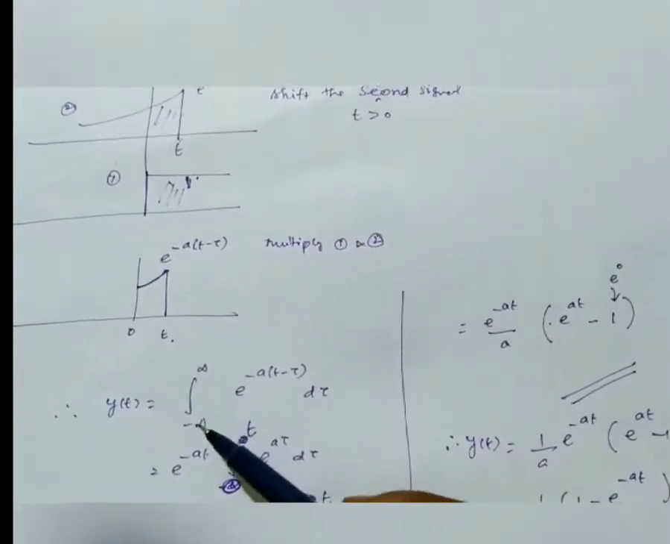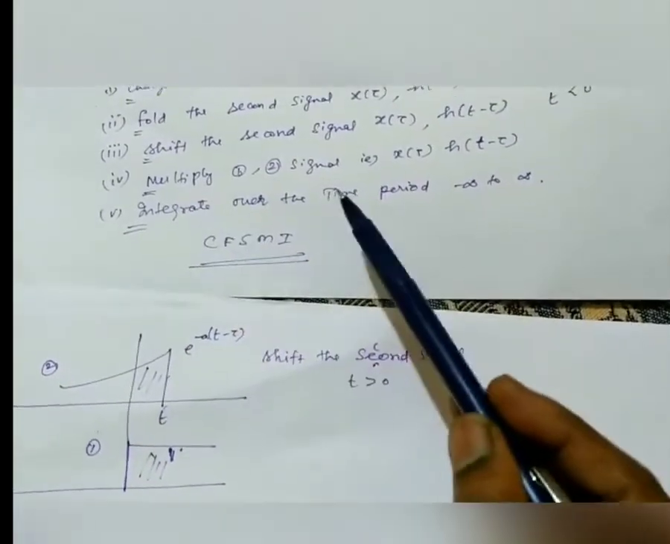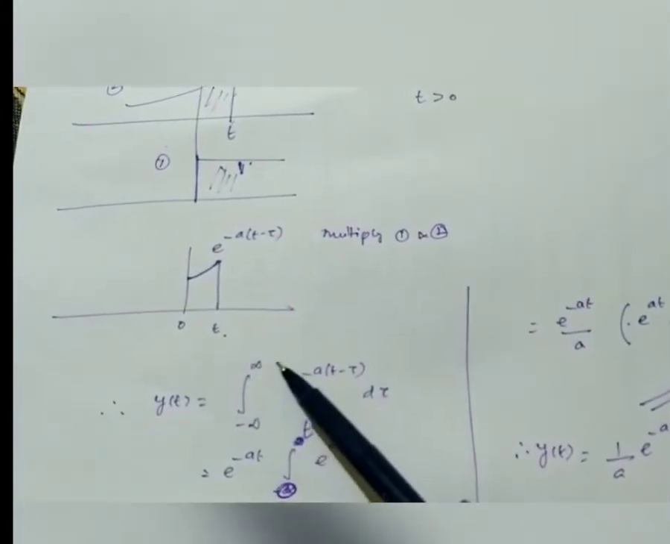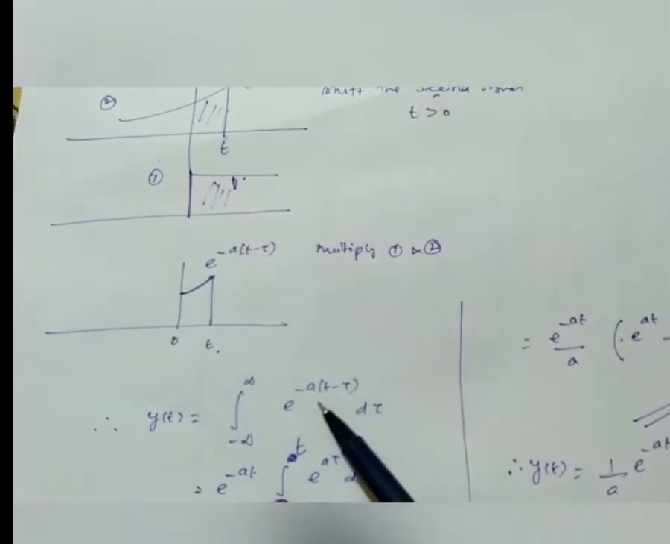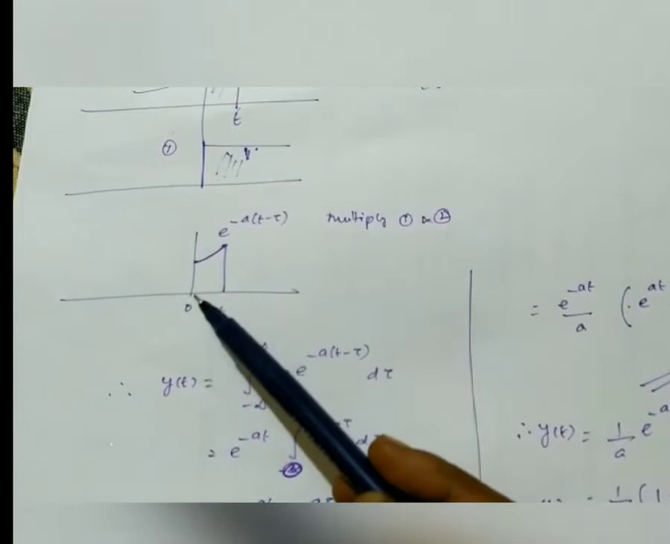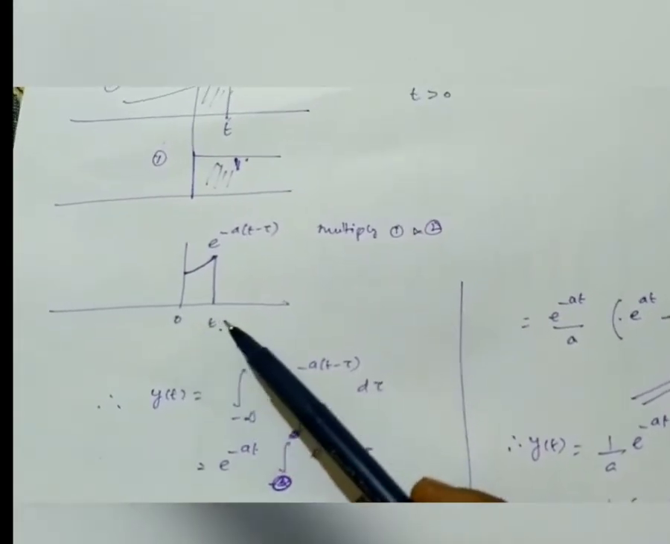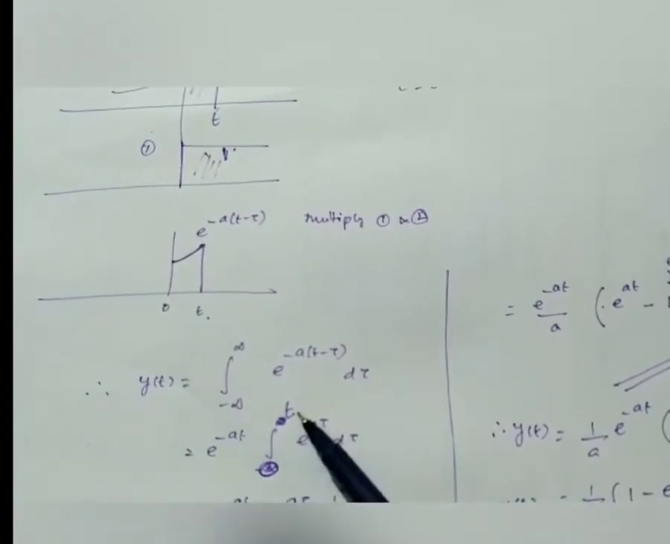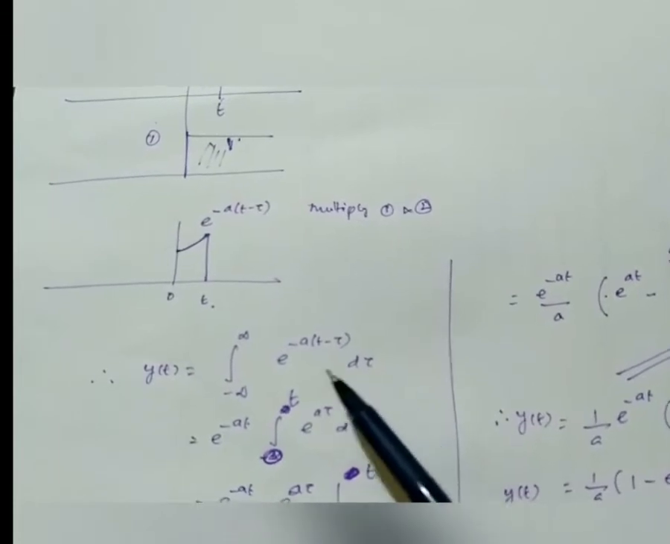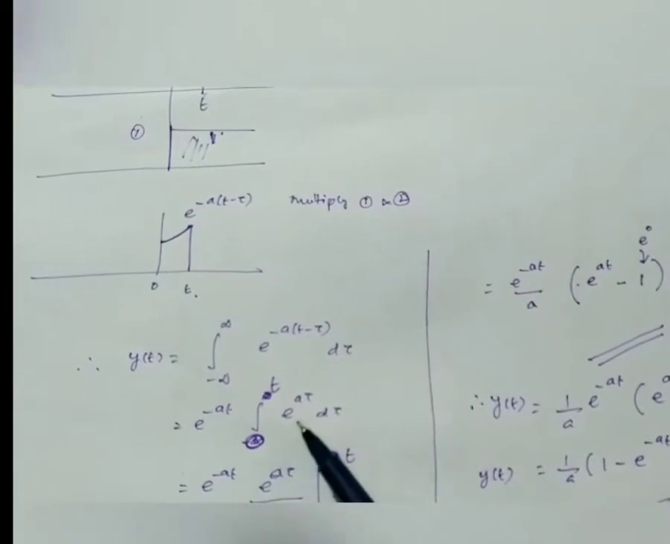And the fifth step is integrate the result. We integrate over the limit, minus infinity to plus infinity, the function e power minus a of t minus tau, d tau. And of course, by looking at this signal, we can conclude this signal is available from 0 to t. So 0 to t, this integration is with respect to tau. So we can take e power minus a t outside, and we got the answer.